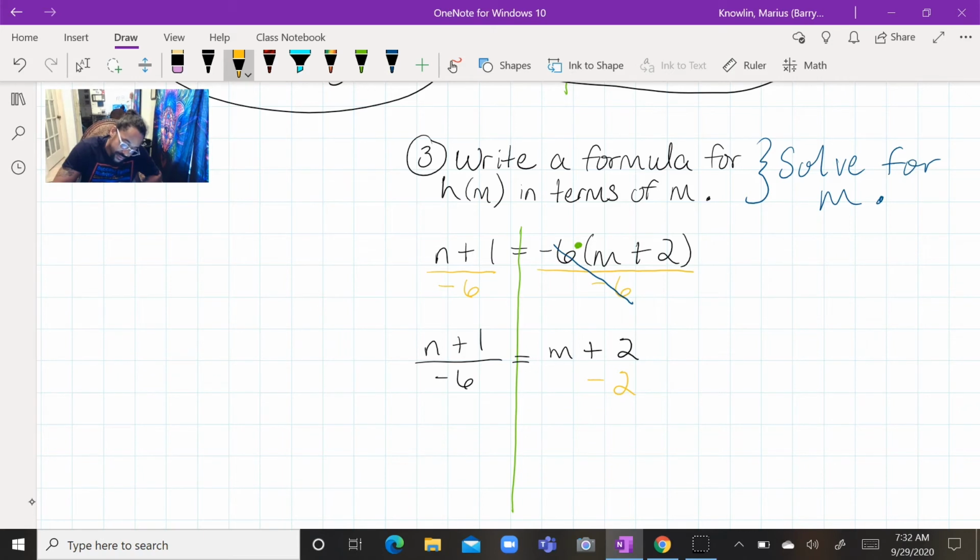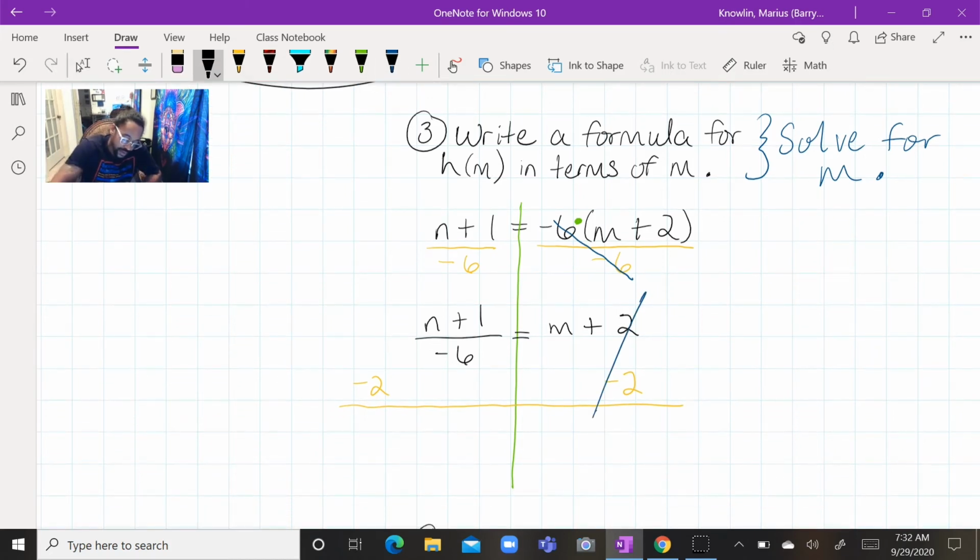However, let me move that down because I want to show. We're subtracting 2 from both sides, so I'm going to have to put that out here to the side on the left side. So the 2's cancel out, and we're going to be left with m equals. Now, when we rewrite this, you're going to see these things move places. So n plus 1 divided by negative 6 minus 2. That's how you could write that.